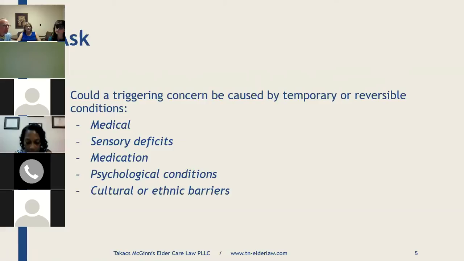So maybe it's medications. Oftentimes, older people are on multiple medications. There could be side effects or drug interactions. So before you're too quick to make a decision that someone has impaired capacity, let's look and see if there are temporary or reversible causes for the situation.